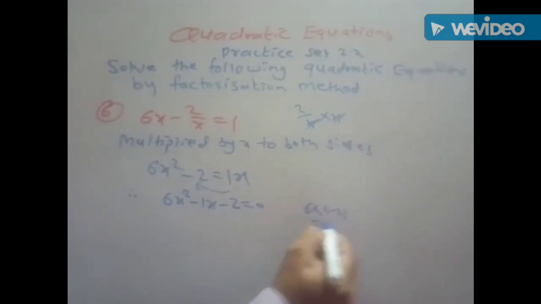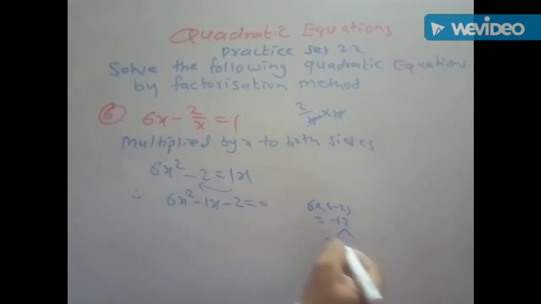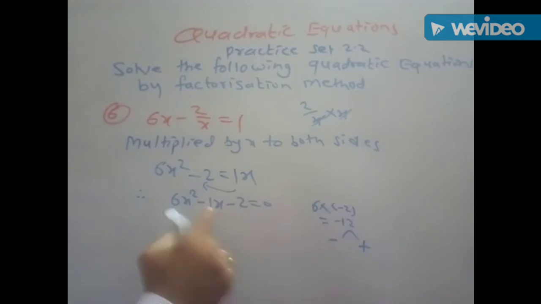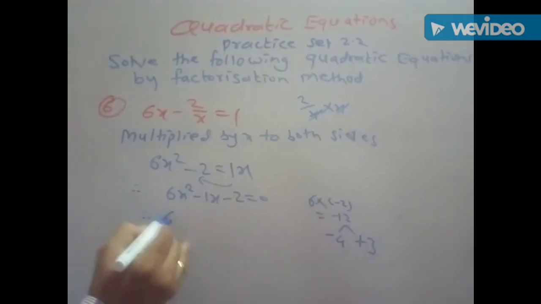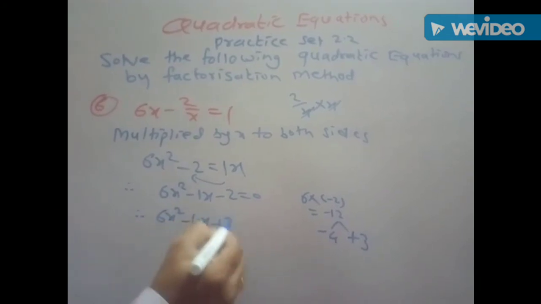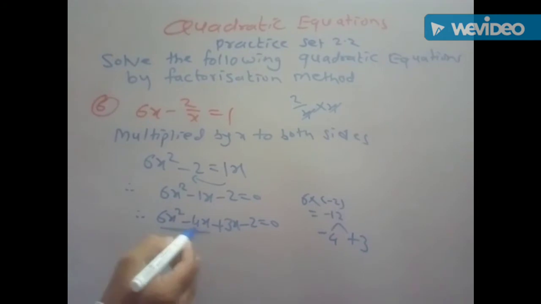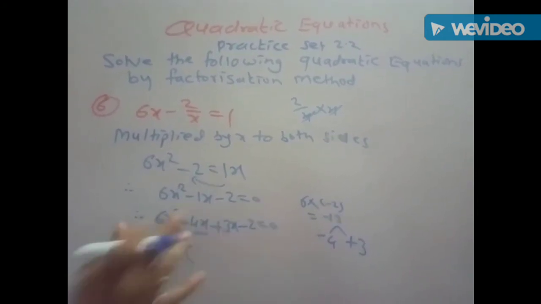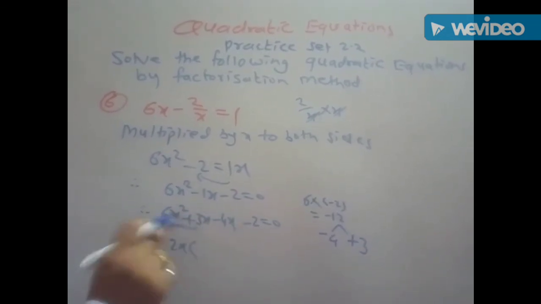Now the coefficient of the square term is greater than 1, therefore we take the coefficient and the constant term, that is minus 2, so the product is minus 12. Now the product is minus and the middle term is minus, therefore firstly I take minus and then plus. Find two numbers such that their product is 12 and subtraction is 1, therefore 4 threes are 12, 4 minus 3 is 1. Now 6x square minus 4x plus 3x minus 2 is equal to 0.